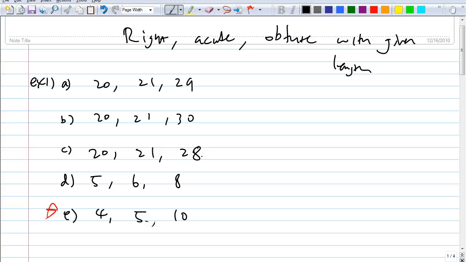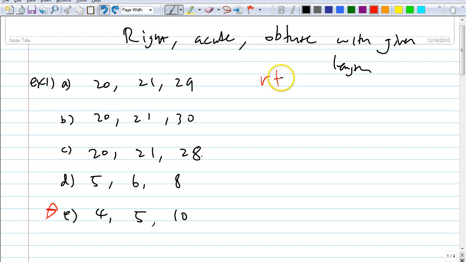Okay. You can help me with the first one. Grace, what did you get for the first one? What kind of triangle did you get? You're right. So which number did you use as your C? 29. Because remember, C is the longest side of the triangle. So this is a right triangle.